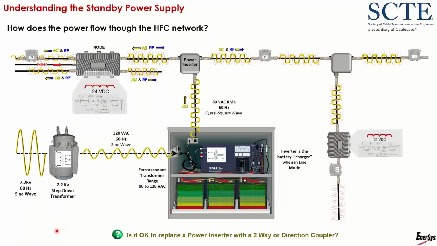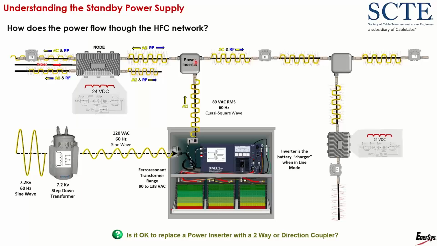This screen here just kind of shows the entire flow. So high voltage from the power company comes into their transformer. They step it down to a lower voltage. That 120 volt, 60 hertz sine wave goes into the power supply where we convert it to the quasi square wave after we step it down. We also take some of the power and charge the batteries. We push out that quasi square through the SPI onto the coaxial plant.